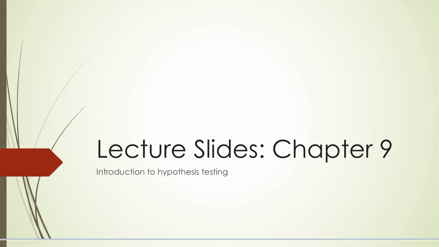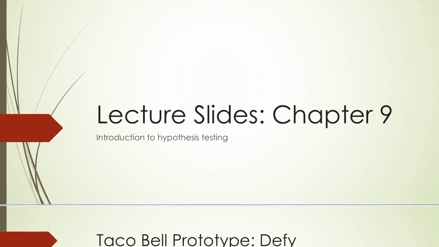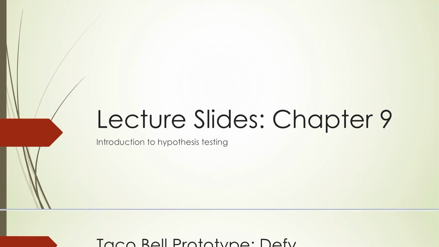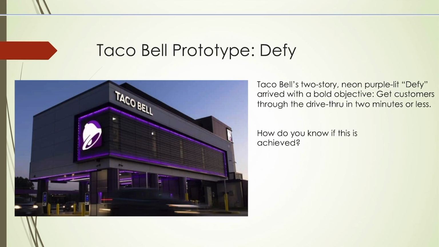Hello everyone. Today we're going to be talking about hypothesis testing and beginning chapter 9, and these are going to be the only slides for chapter 9. Taco Bell had a prototype in 2002 called Defy. This is in Minnesota somewhere.